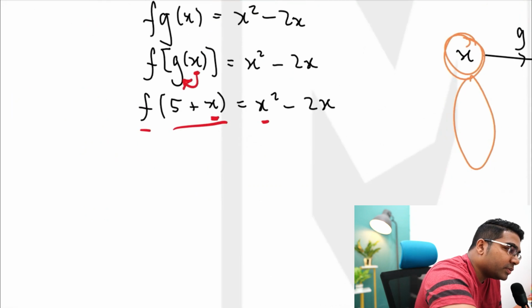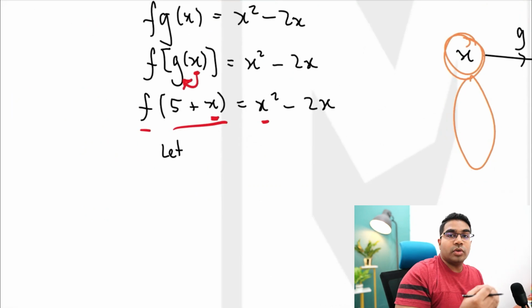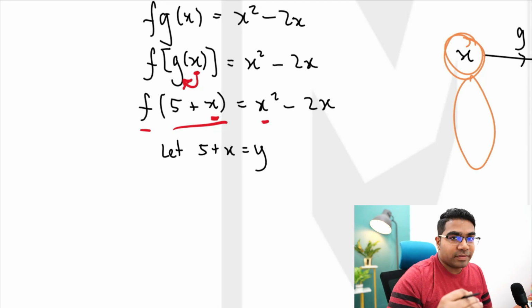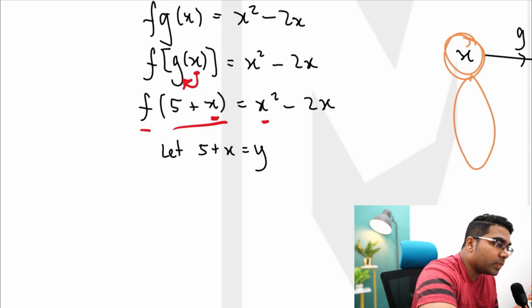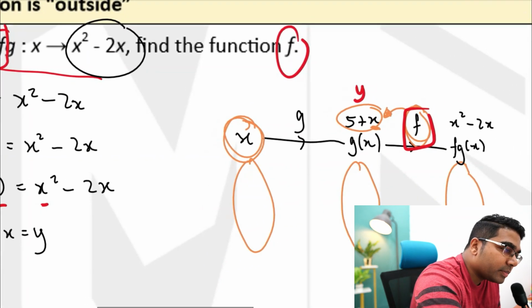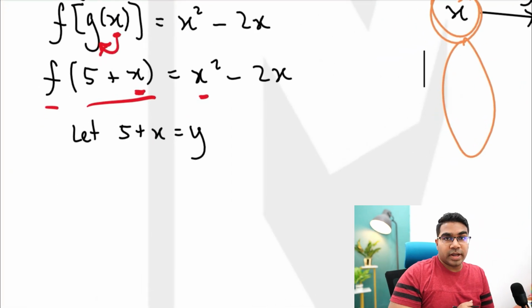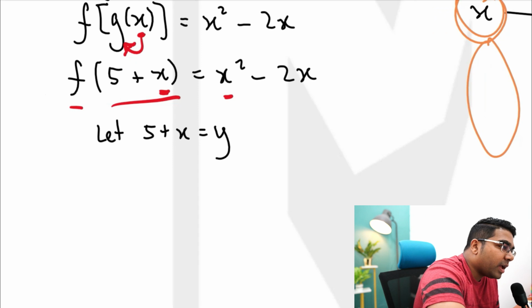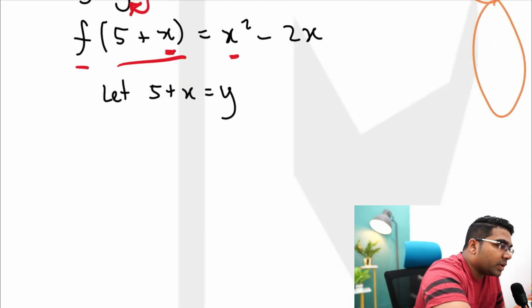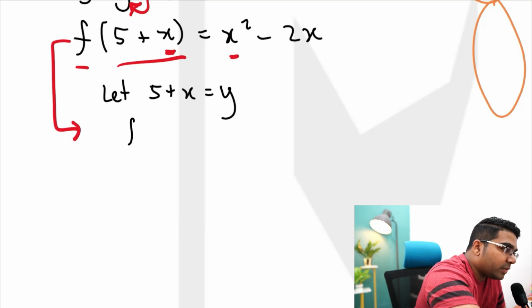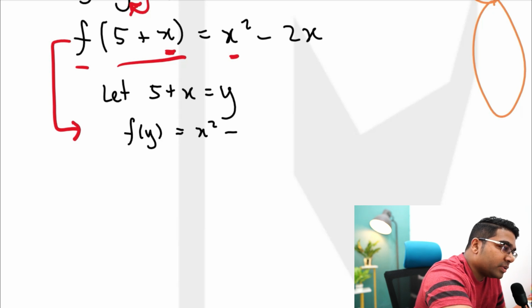That means we are saying let's give f its own domain. Let 5 plus x be equal to y. We want to express f in terms of its own domain, which means what we want to find is f of y. How do we do this? If we want to find f of y, what we have now is f of 5 plus x. Since we said let 5 plus x be y, we can say that f of y is equal to x squared minus 2x.